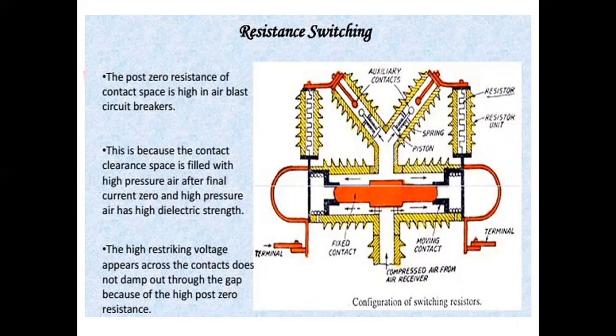In the figure, we are seeing the configuration of switching resistors, in which the auxiliary contacts, resistor unit, spring, piston, fixed contact, moving contact, compressed terminal, and compressed air from the air receiver are shown in the image.